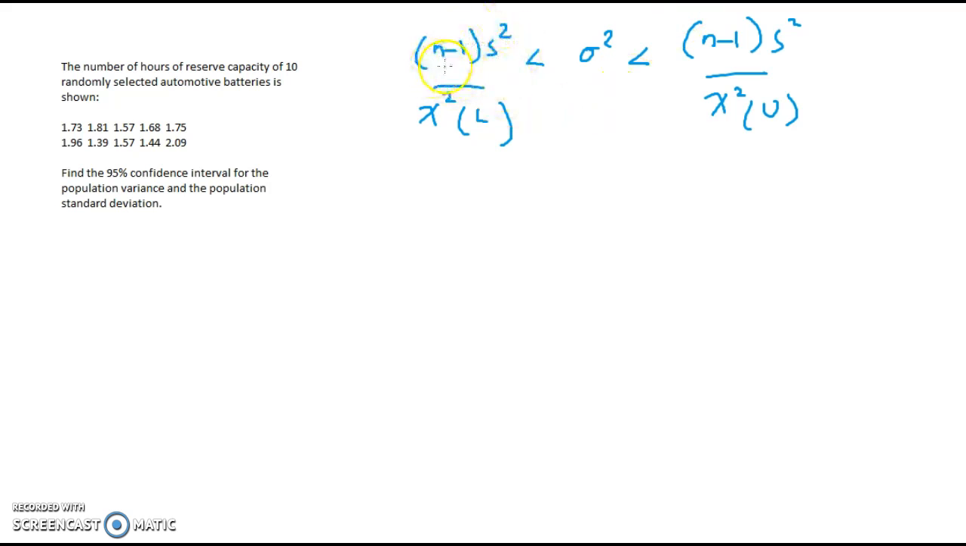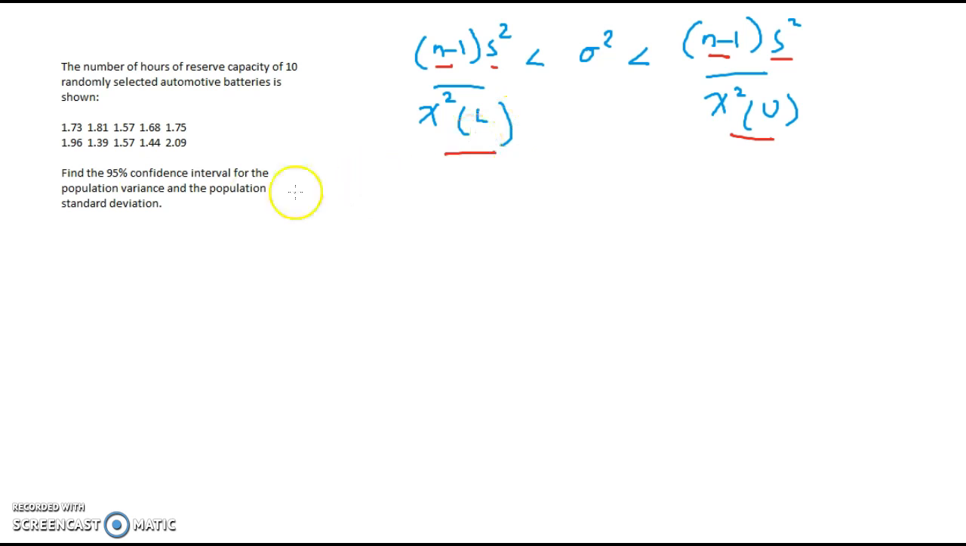All we need to do is find these three variables here. So we need to know n, meaning how many things we're dealing with in our problem. S squared, that's just the square of the standard deviation, and then we have to find our chi-square lower and upper values. These are probably the most confusing things to calculate, but they're not that bad once you have a table and you practice with it a little bit. So let's just break this down.